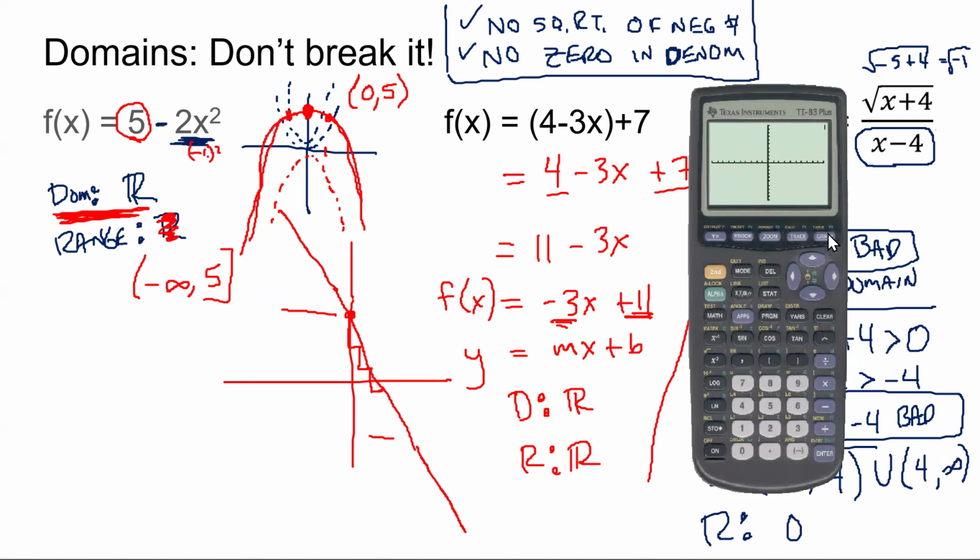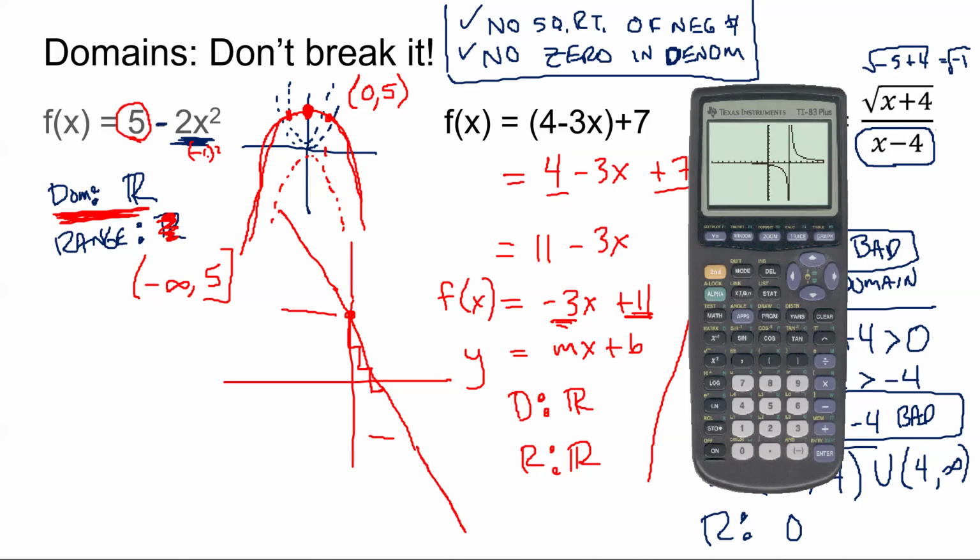And when I graph that, I get that right there. Okay. So, this is kind of an odd one, but you can see right here that my range is going from negative infinity up to 0, and that's that 0 that we got right there, right?